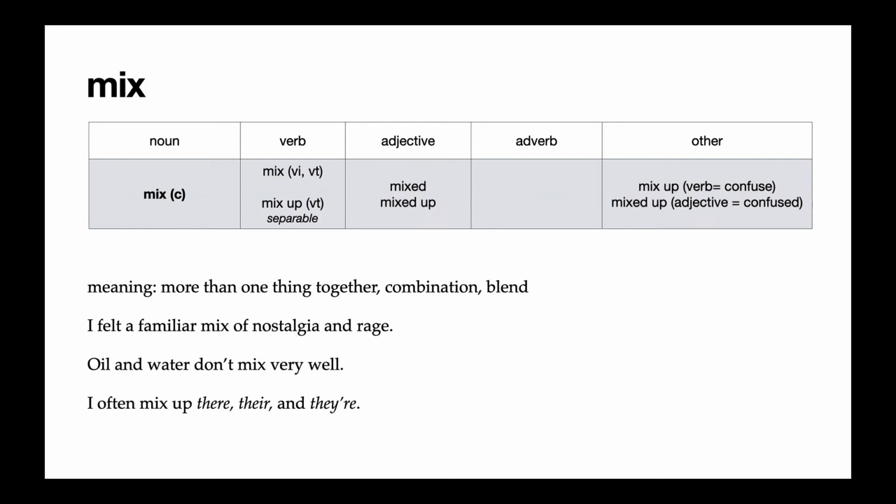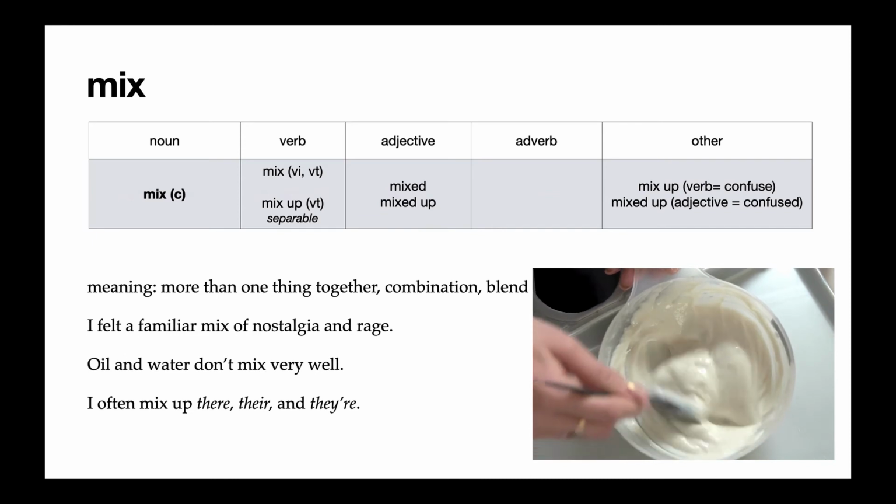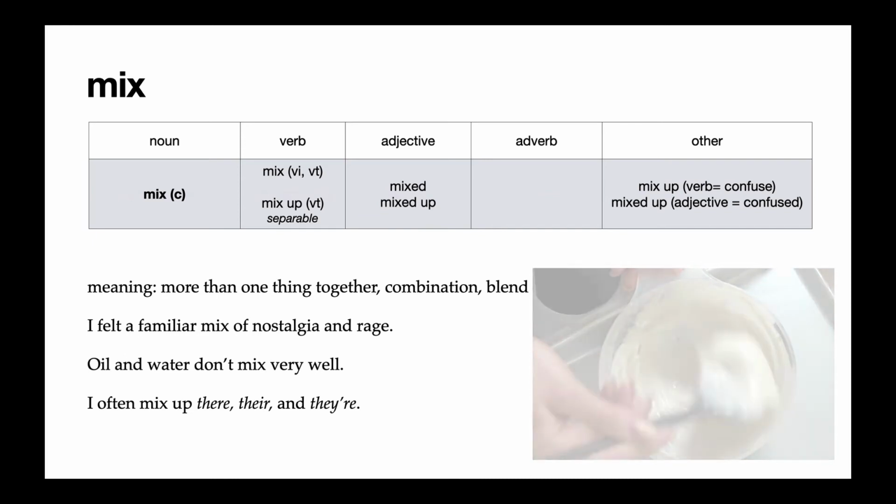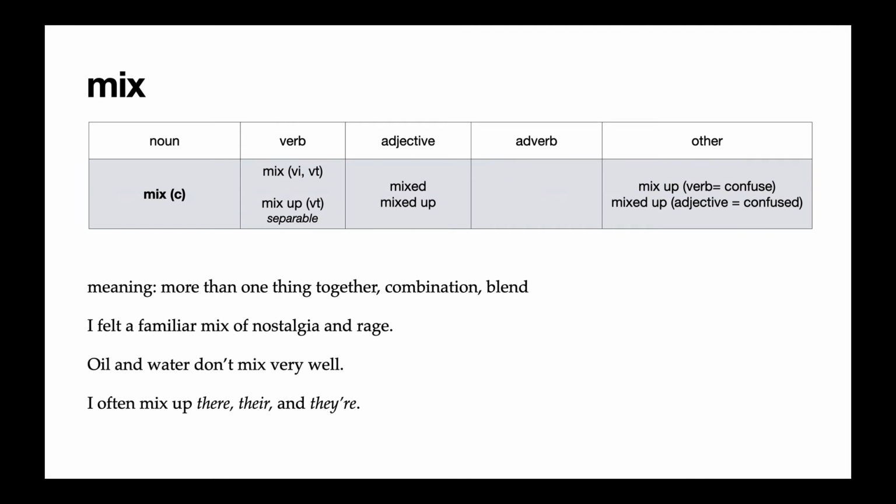The next word is a noun, mix, which is a countable noun. It's more than one thing put together, or a combination or a blend. Those are two other words that mean similar things. So like the previous example, I felt a familiar mix of nostalgia and rage.